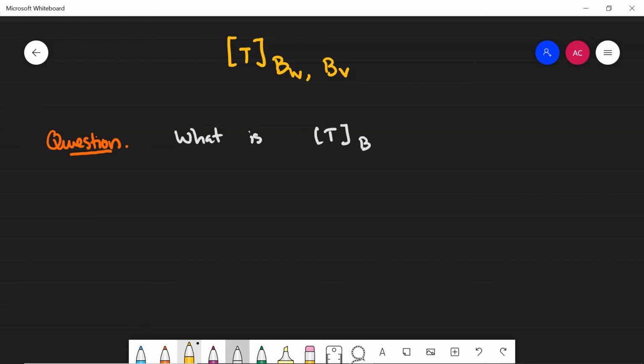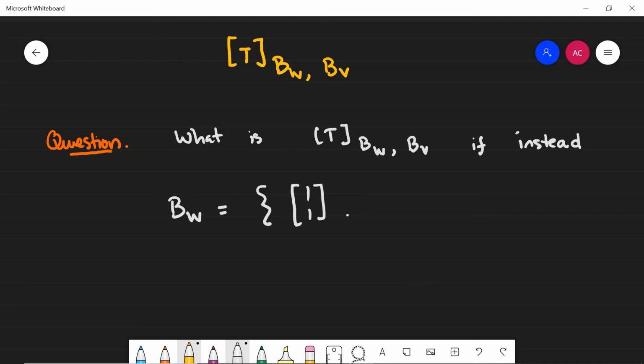So the question I do want to ask is, what is this matrix representation if, instead of choosing the standard basis for the codomain, what if I chose something different? What if instead I took B sub W to be this basis here: 1, 1, and then 1, negative 1?